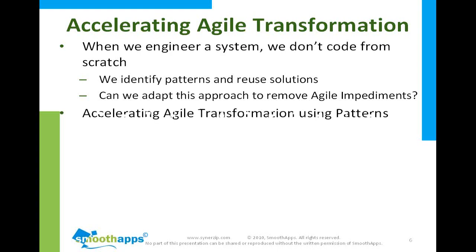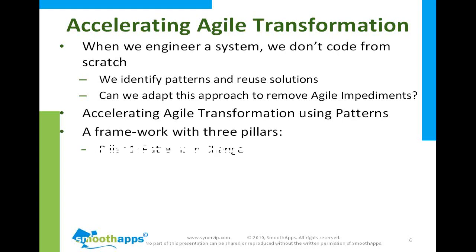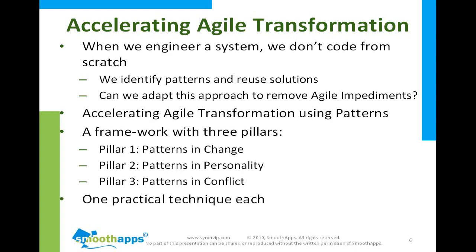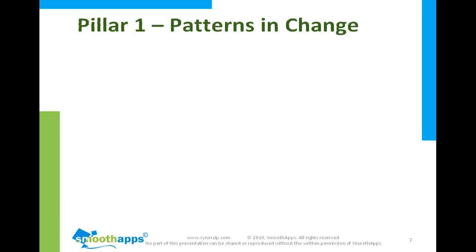So that's the basis of this framework that I've created for accelerating agile transformation using patterns. All I'm doing is extending an approach we use to write code. Now, this framework has 3 pillars. The first pillar is patterns in change. Second pillar is patterns in personality. And the third pillar is patterns in conflict. And what we're going to do today is I'll introduce each of these pillars and give you one practical technique, like I said, that you can start using as soon as you get off this call.